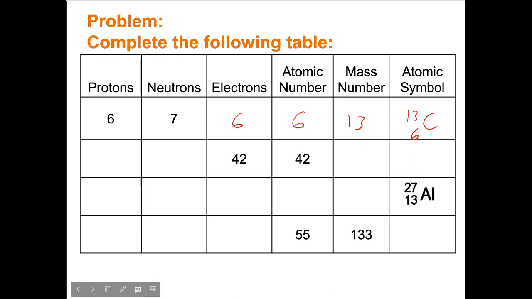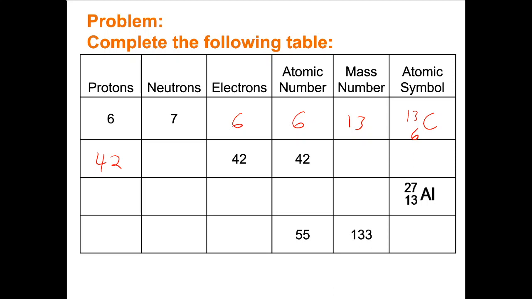Hopefully you were able to fill out this chart. Let's take a look at it. The next one, they tell us it has 42 electrons. That means I also have to have 42 protons. My atomic number is 42, so that lines up with my protons as well. Since I have a neutral compound, I could have looked at the atomic number, or I could have looked at the number of electrons. So this should be the same.